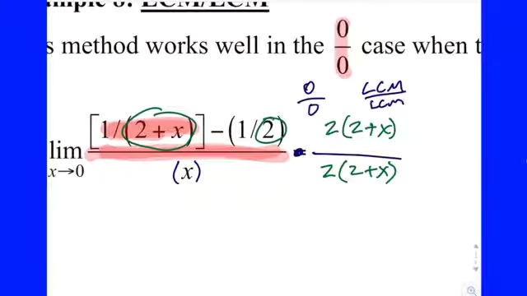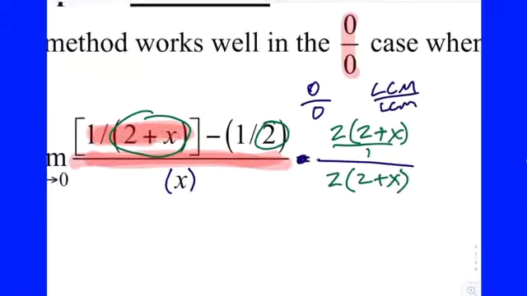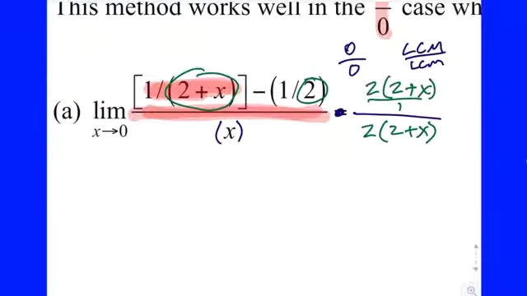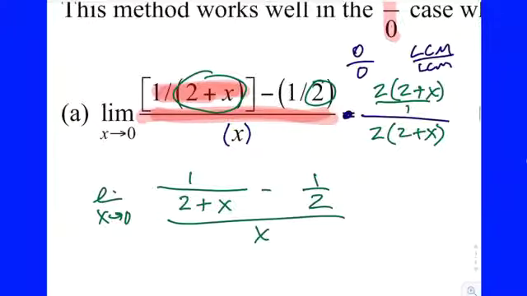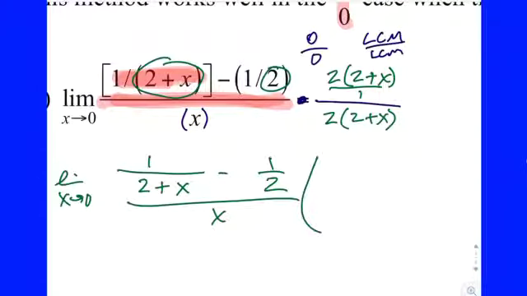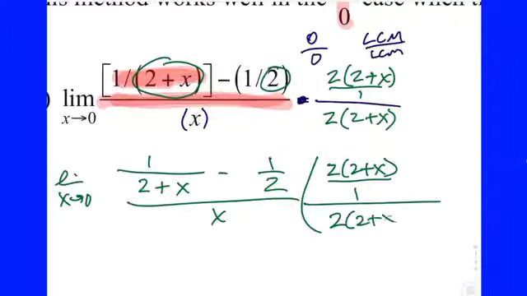Now, if you want to put that up a little bit higher, it's really like over 1 in the top. The reason that could be helpful is because it's kind of an upstairs-downstairs problem. So let me rewrite this so you can see it. If we write it like this, it's a little more obvious that it's a complex fraction. It's the same, and we're multiplying now by 2 times 2 plus x, really over 1, and then all over 2 times 2 plus x.